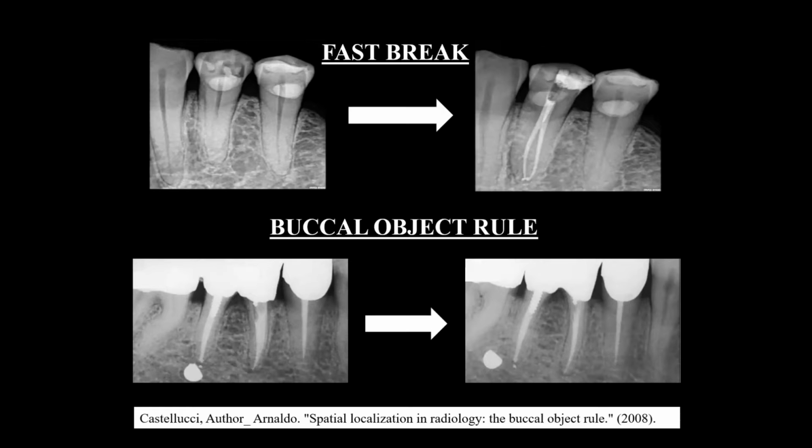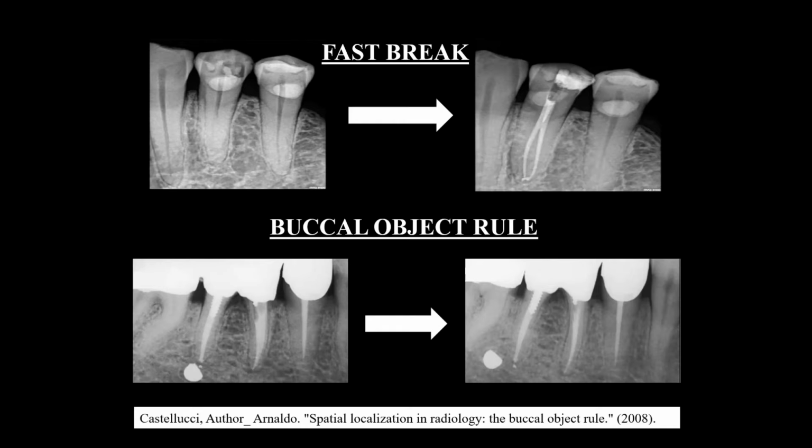Another example is for localization of radiolucencies and radiopacities associated with the root apices. In the first picture, it appears that the radiopacity is associated with the distal root, but when the buccal object rule was applied with the second radiograph taken with a mesial angulation, it became clear that the radiopacity was not in contact with the root but was more buccal.